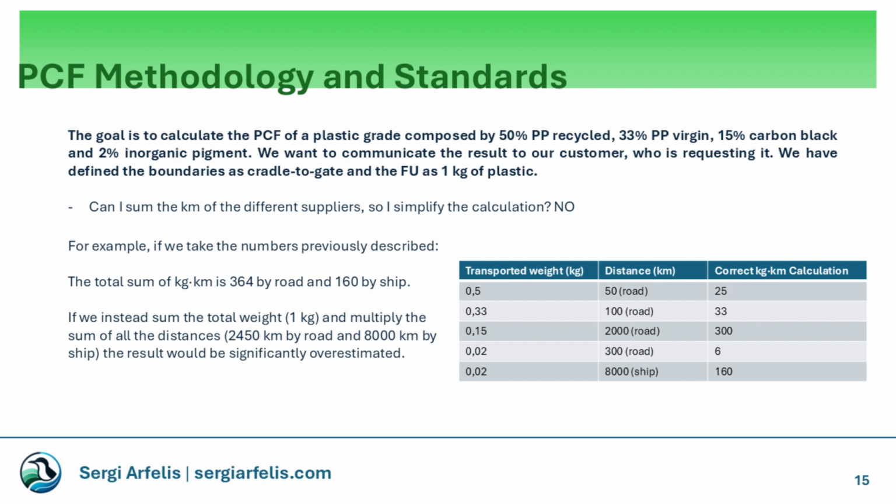If you simply summed all the distances, for instance 50 kilometers plus 100 kilometers plus 2,000, and so on, and multiplied the result by the total weight, 1 kilogram corresponding to the sum of the raw materials, you would get an inflated result that does not reflect the real transport emissions. Always calculate each transport route separately, then add them together for an accurate and credible PCF calculation.